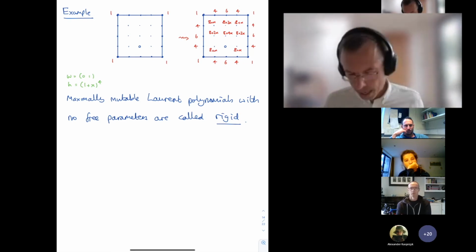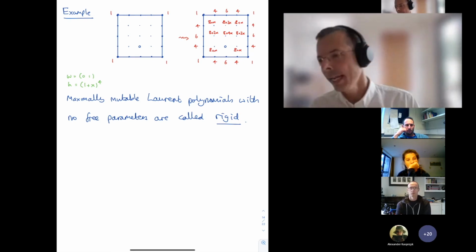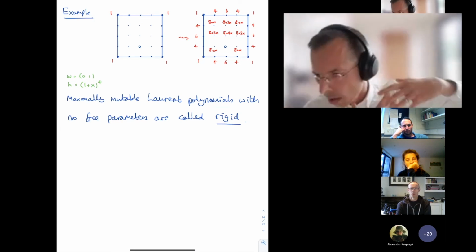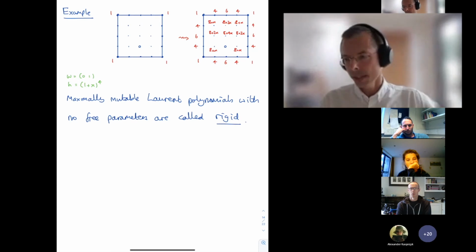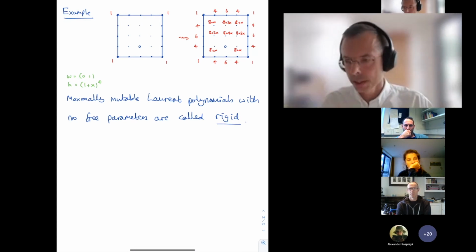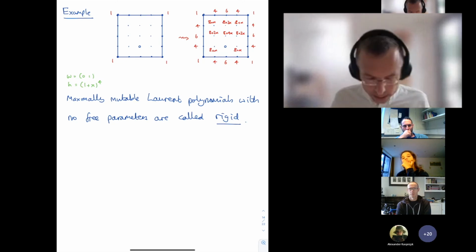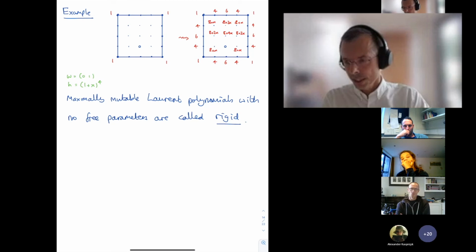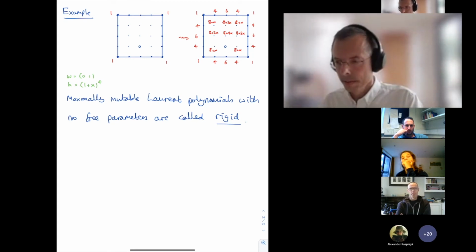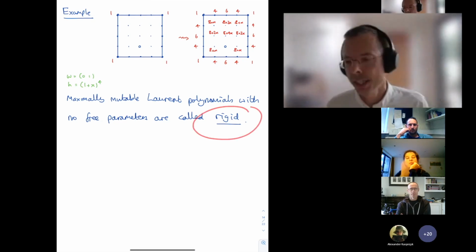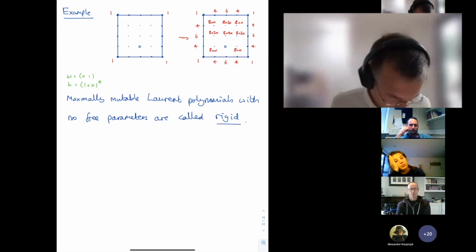So if you give me a polytope, I can look for Laurent polynomials with that Newton polytope compatible with a maximal set of mutations. And one of two things will happen. Either that pins down all the coefficients, or it doesn't. There are some free parameters. And if there are no free parameters, so if we're in the first case, we're going to call these rigid maximally mutable Laurent polynomials.